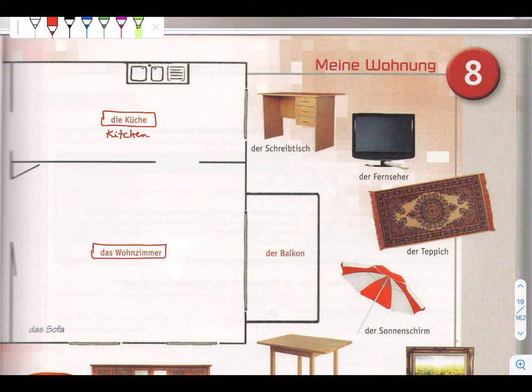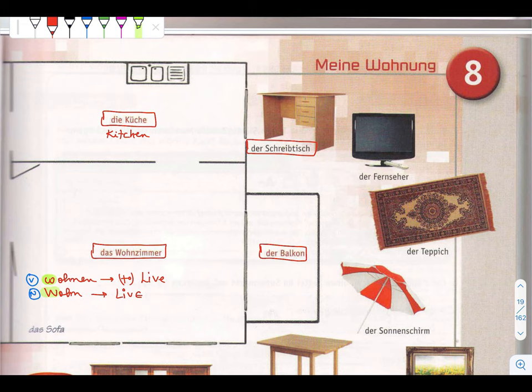Das Wohnzimmer, living room. Again, wohnen means to live, and this is Wohn, live. Again, you will see here, this one is small, this one is capital: verb, and this one is noun. Der Balkon, balcony. Der Schreibtisch means study table.